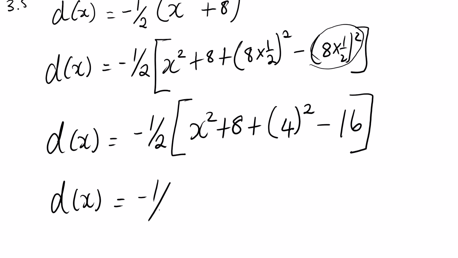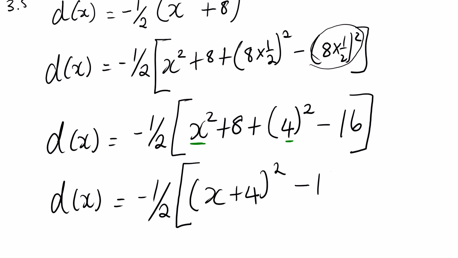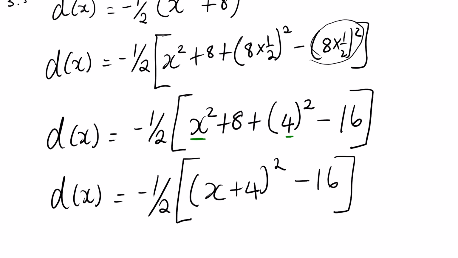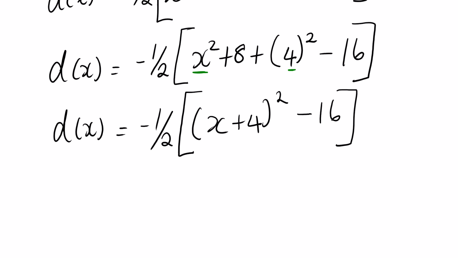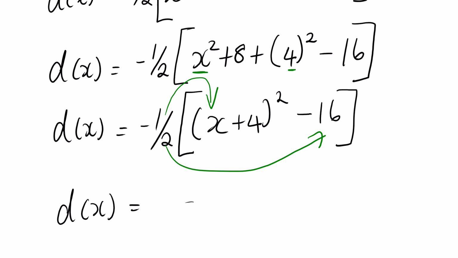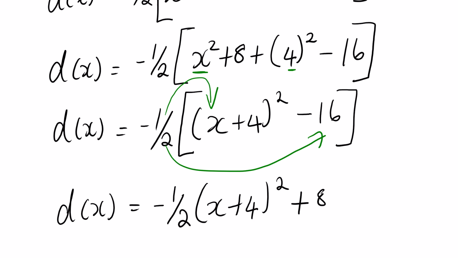From here we take all the terms which are raised to the power 2, we group them inside the bracket. So in this case we have x and 4, so we have x plus 4 squared minus 16. From here, we simplify the bigger bracket. This multiplied by this, and then this multiplied by this. So we have negative 1 over 2 times x plus 4 squared. Negative 1 over 2 multiplied by negative 16 is positive 8.